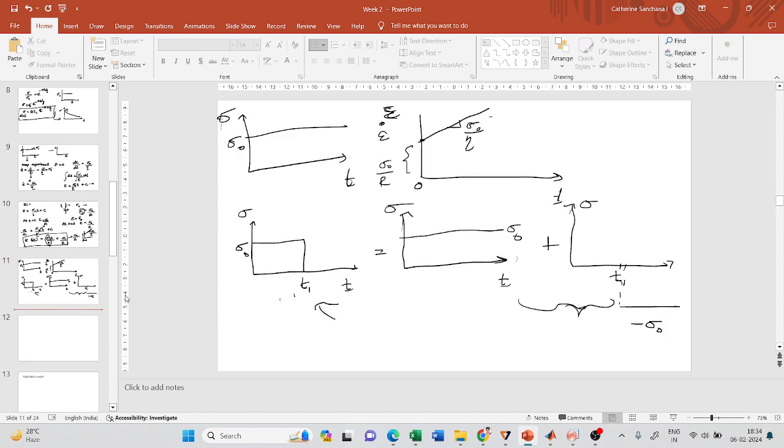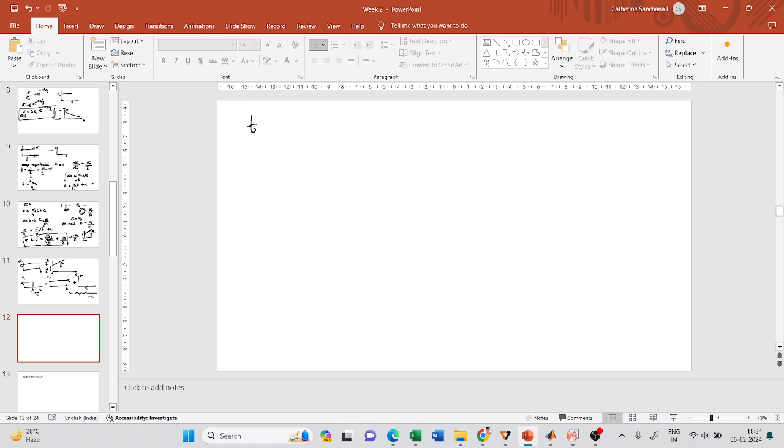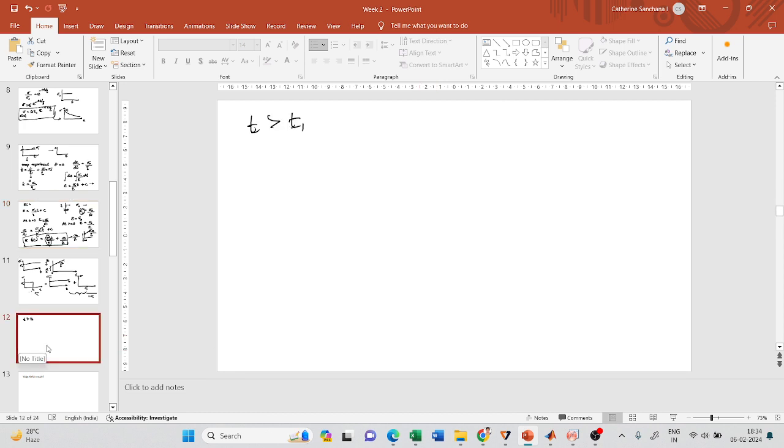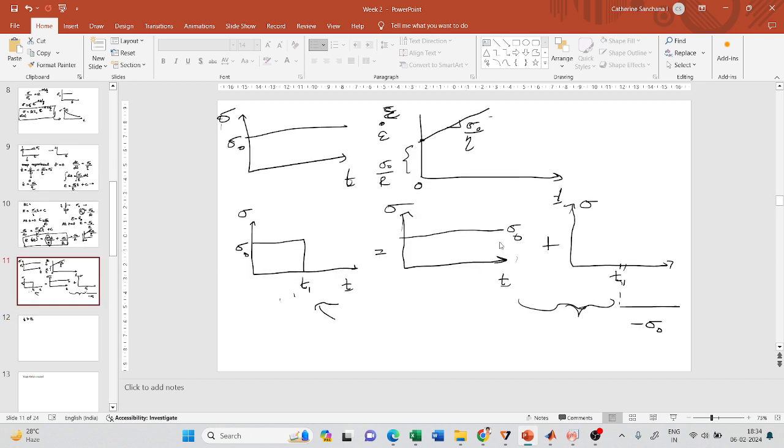Okay, till time t equals t1, it is going to be like this. After time t equals t1, it has to be a superposition of these two stress inputs. So let us write, for t greater than t1, how the response is going to be. Till t less than t1, this is the response. So for t greater than t1, it is going to be a superposition of these two.